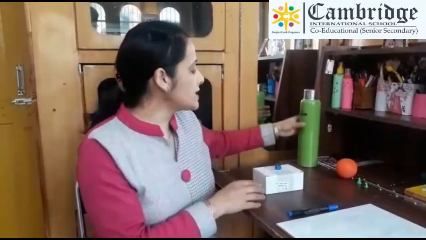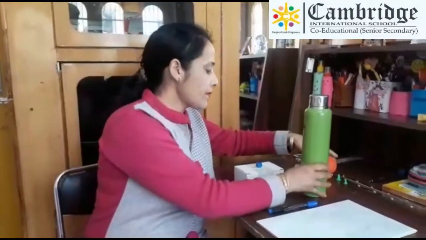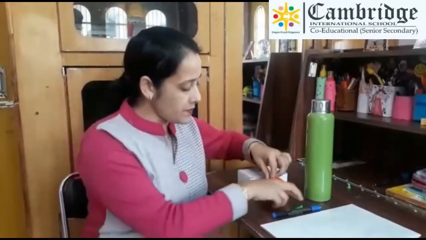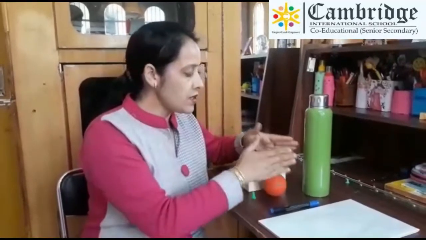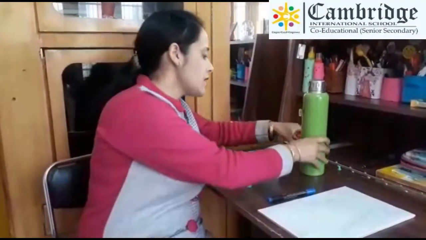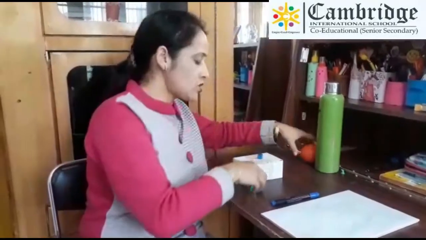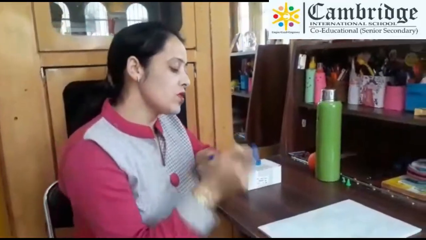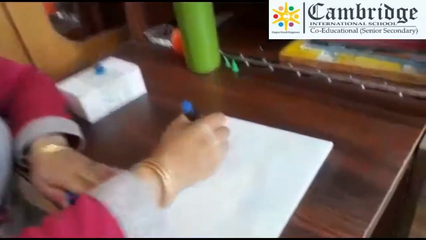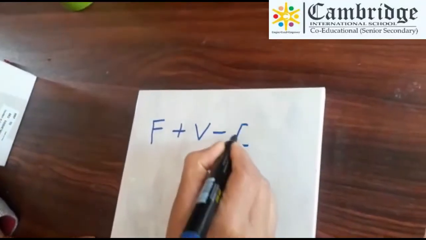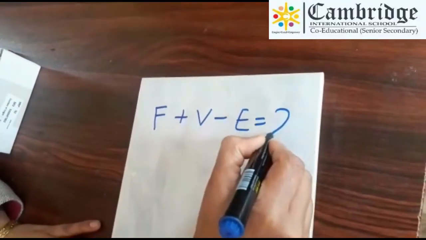Now you know that cylinder, sphere and cone are also solid shapes, but these are not polyhedrons because they have curved surfaces. So Euler's formula is true for polyhedron shapes only. So what is Euler's formula? Euler's formula is F plus V minus E equals 2.